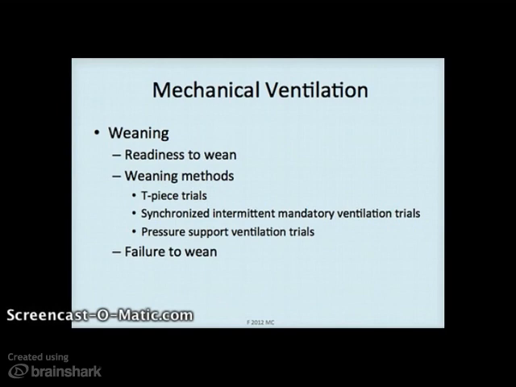It's usually the last thing that they'll do right before they remove the ventilator if it's a longer weaning process. What you usually will see is the patient will go on synchronized intermittent mandatory ventilation trials. What they'll do is increase the ability of the patient to breathe on their own, or they'll do pressure supported trials. And then there are some patients who just do not wean and end up with tracheostomies and are chronically ventilated.